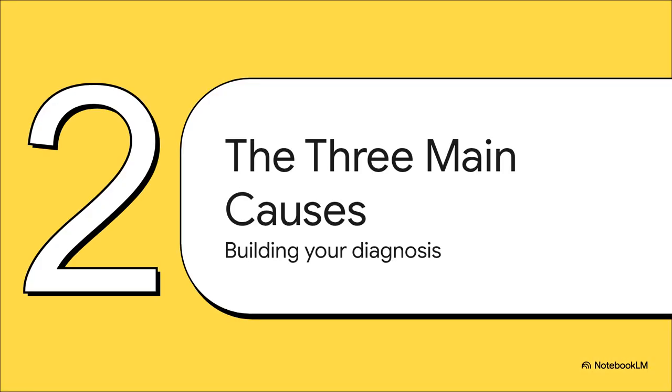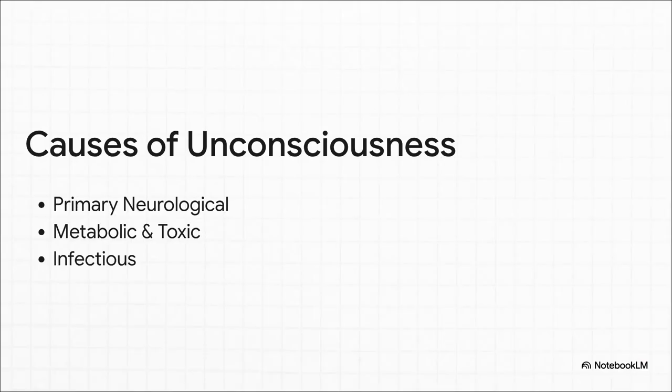Okay, so if unconsciousness is a failure of that arousal or awareness system, what kind of things can break it? Well, we can organize our whole list of suspects, our differential diagnoses, into three main categories. Every single time you approach an unconscious patient, your brain should immediately start sorting the possibilities into these three buckets. Is this a primary brain problem, something structurally wrong inside the skull? Is it a systemic issue, like a metabolic or toxic problem that's affecting the whole brain? Or is it an infection? Seriously, this simple framework will keep your thinking so much more organized under pressure.